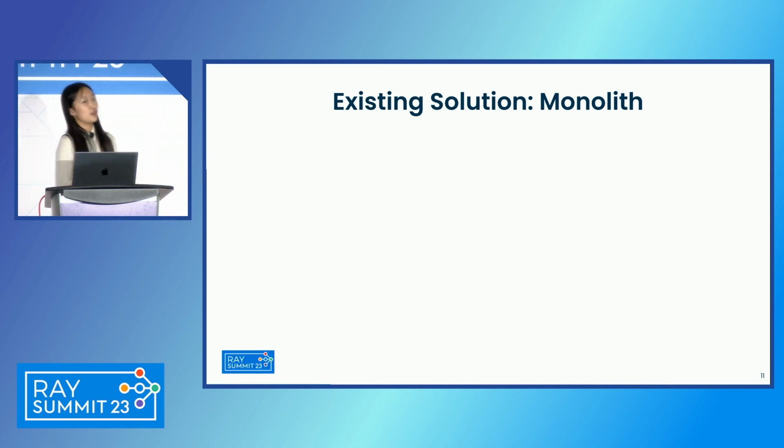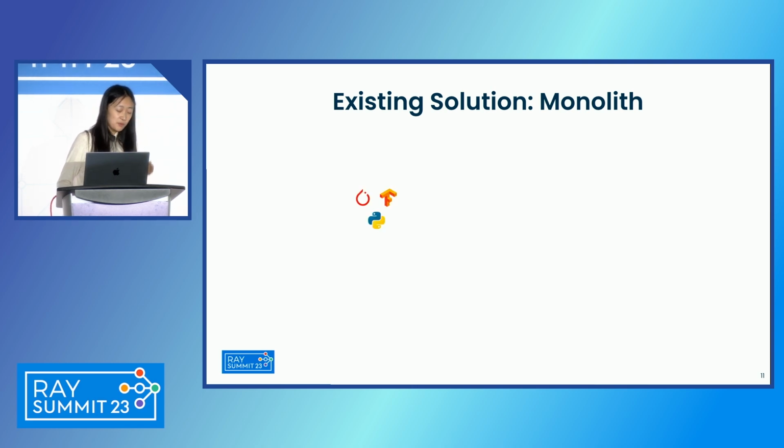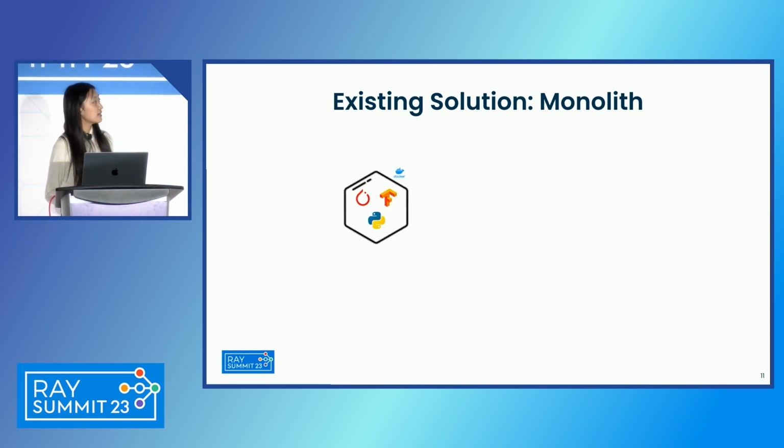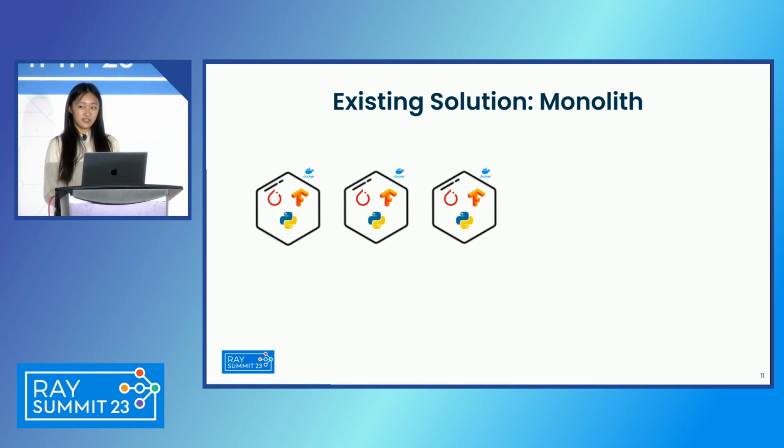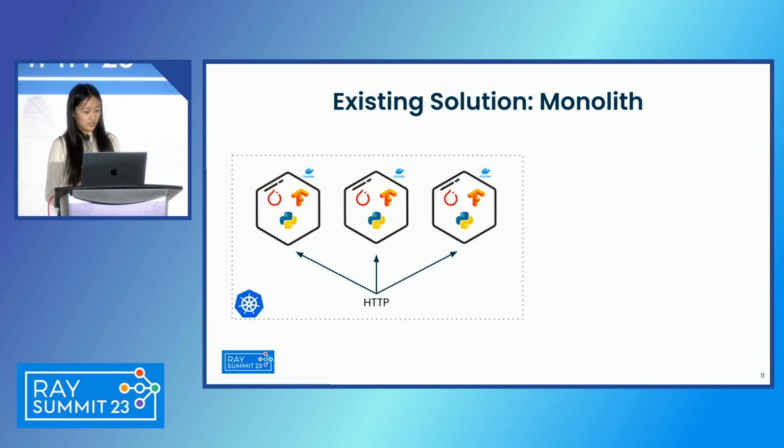So how might you solve these challenges that we mentioned without using RayServe? The first thing that you might try is the monolith approach, which is essentially the shove all of your models into one box solution. You can take your models, put it into a container, scale the container up together as a monolith, and then that will be your service.